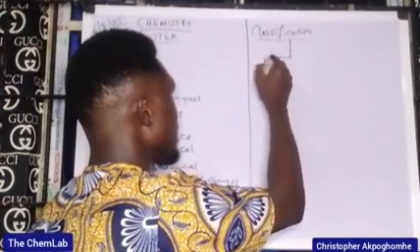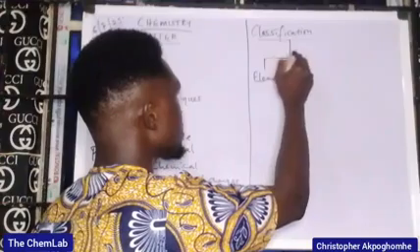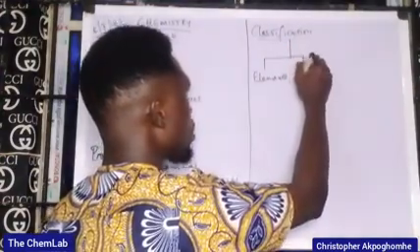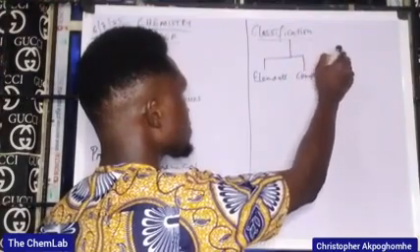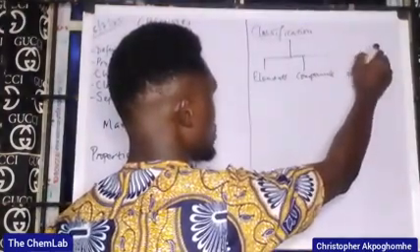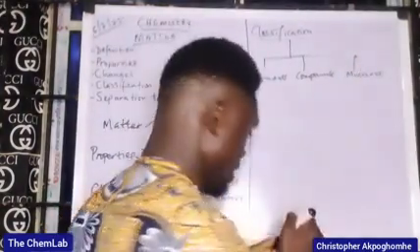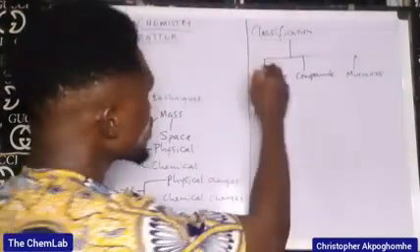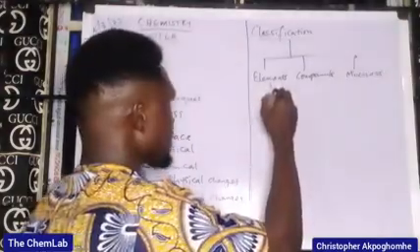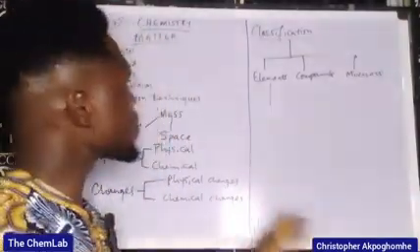Matter exists as elements. It exists as compounds. And it exists as mixtures. Now let's look at elements.